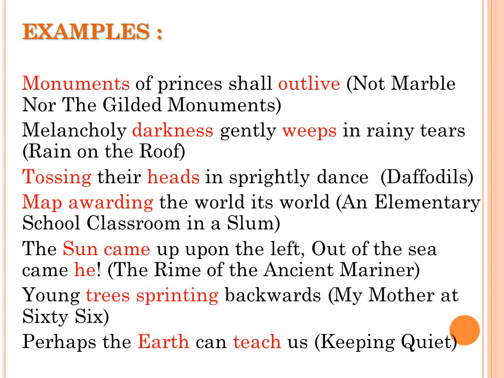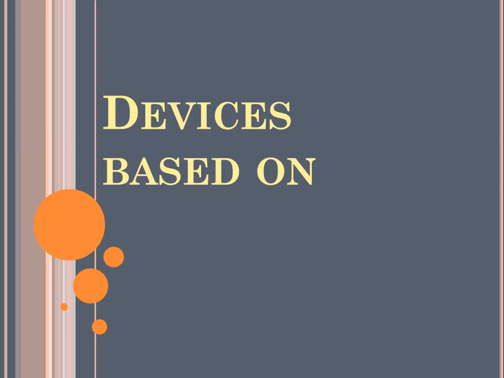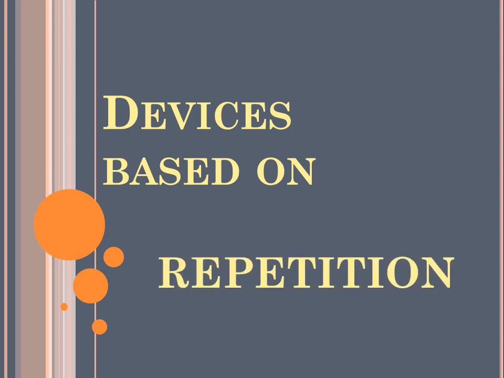Young trees sprinting backwards. Young trees are presented or described as young children who are running backwards. Perhaps the earth can teach us. Here, earth is given the human characteristics of teaching. In all these examples, we can see the personification. Next, we have the devices based on repetition.